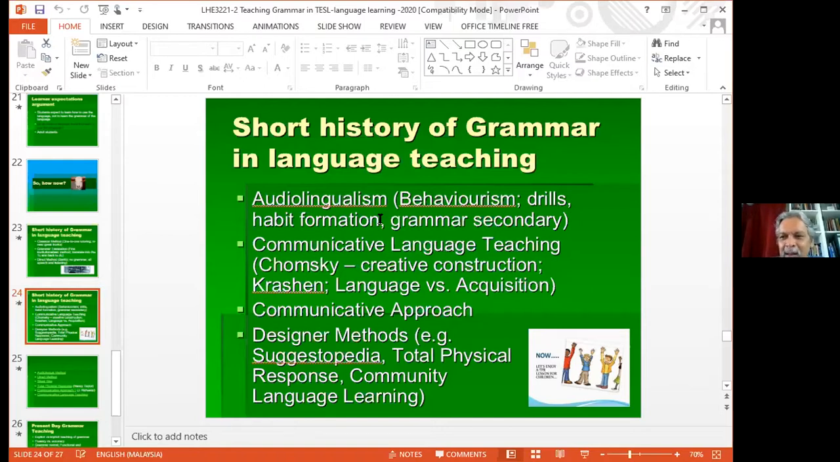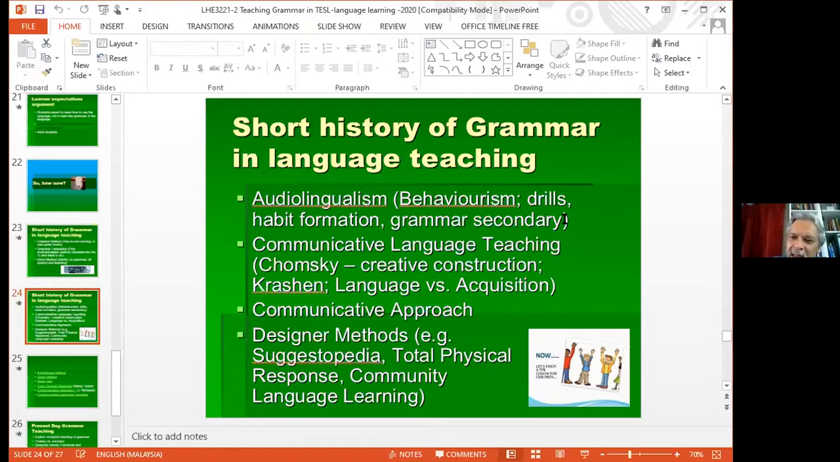And for that reason, many students were not willing to speak because they were afraid of making errors. They would only speak when they knew that what they said was correct, with no grammar errors, and they would not be punished. So this was audiolingualism, and this was behaviorism, this was drill and practice, and also habit formation, for forming the correct habits.